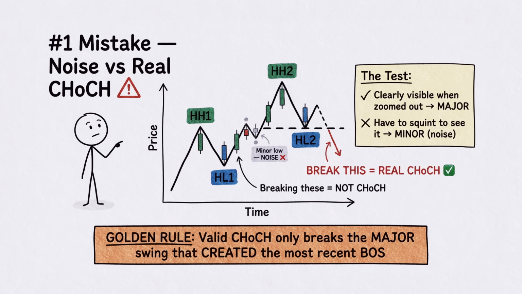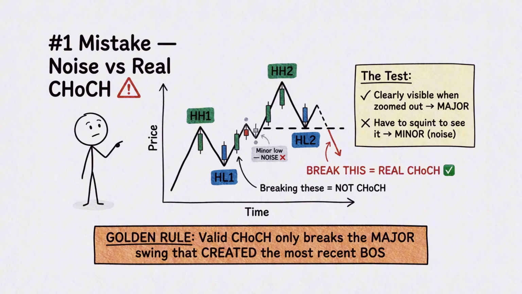Now, the number 1 mistake traders make with CHoCH. They confuse noise with a real change of character. Inside every impulse move, there are smaller highs and lows. Price breaking a minor internal high or low, that's noise. That's not a reversal. So, how do you tell the difference between a major swing point and a minor one?